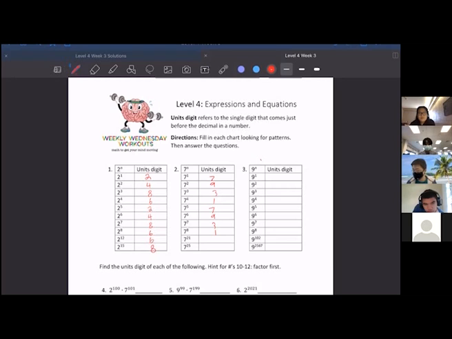So if we look at 7 to the first, the units digit is 7. 7 to the second, the units digit is 9. And if we keep going, it goes to 3, 1, and eventually it comes back to 7. So if we're only looking at the units digit, it keeps on repeating itself over and over. So after every 4 exponents, so after 7 to the 4th, it repeats back to 7, 9, 3, 1. And so basically, to find any units digit, what we have to do is just see where we are in this pattern.